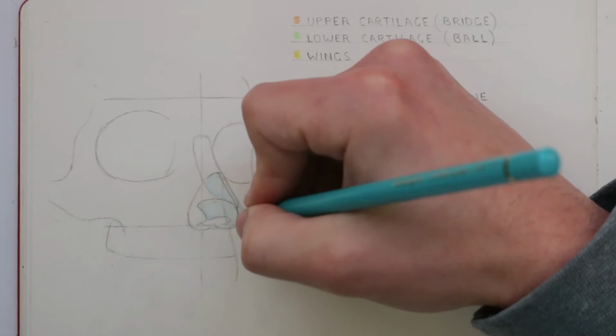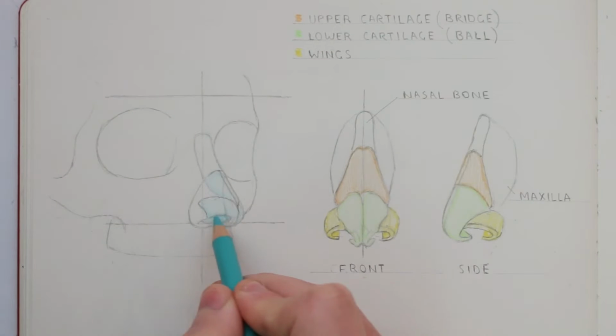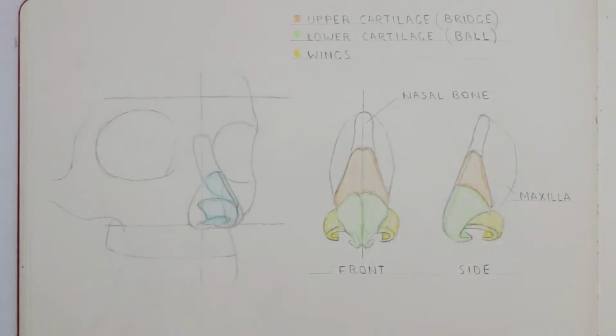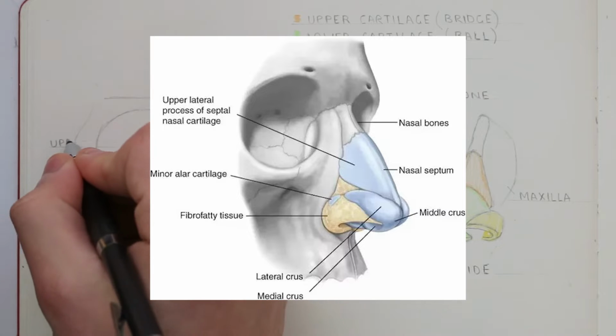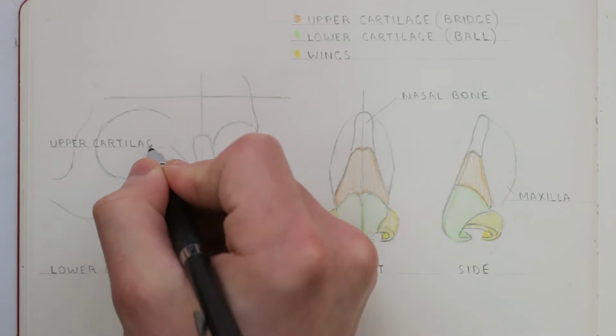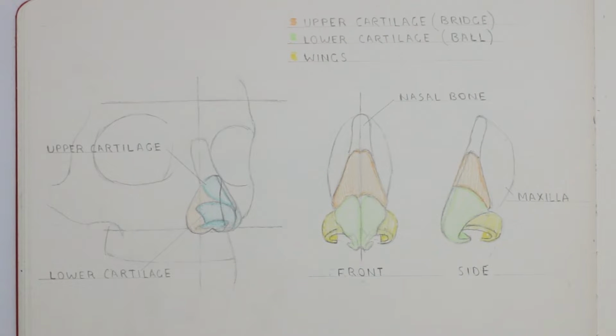However, like you can see on this drawing to the side, the upper cartilage on the nose is more like a beak extending down to the lower cartilage, which forms the ball. But like I said, when it comes to drawing, we'll split it up like this.